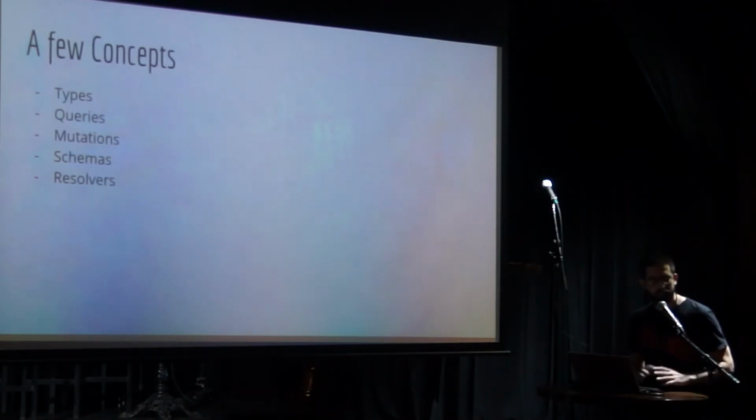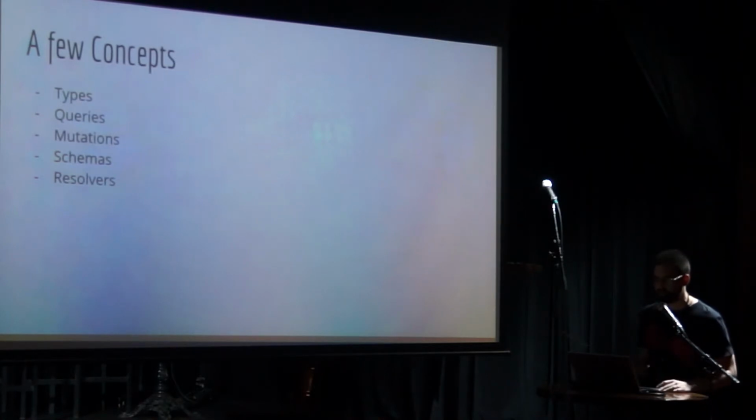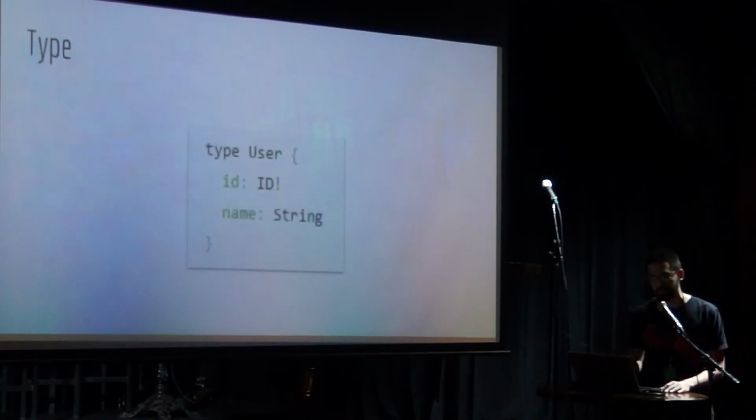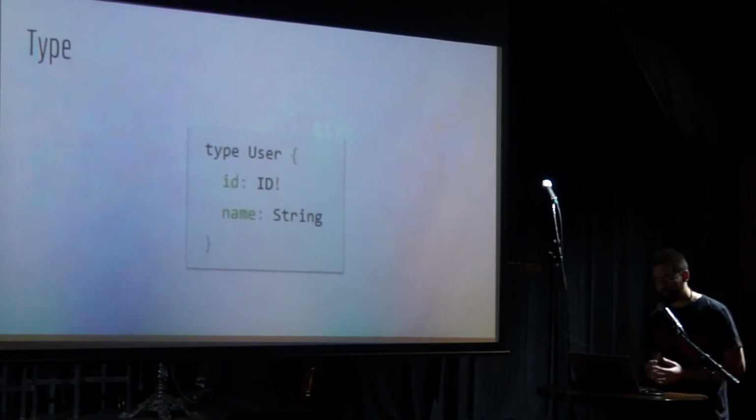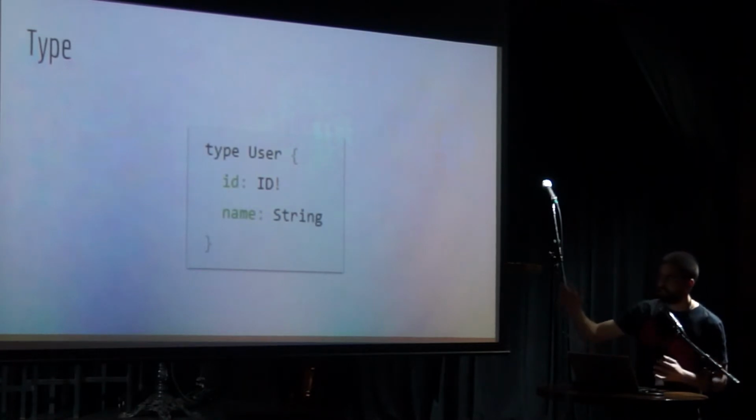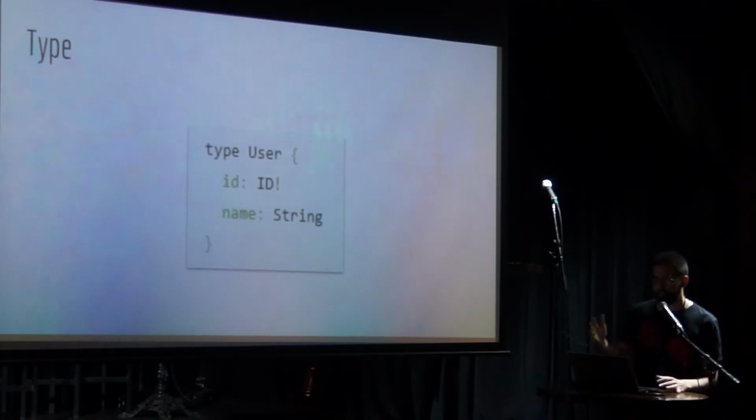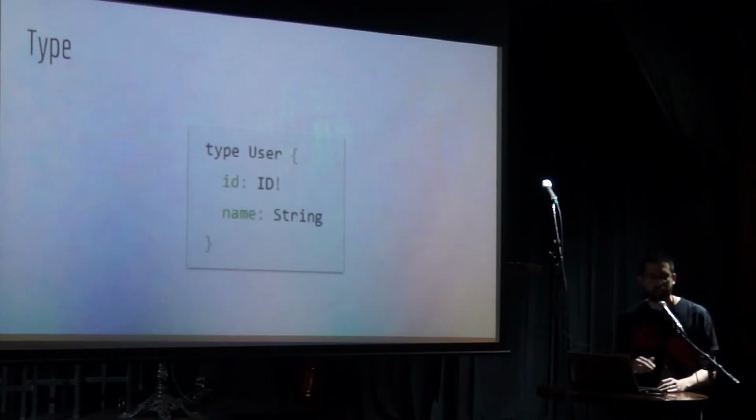What you need to do is understand the concepts, understand how the language works. So we have a few important concepts that I'll show here. There's types, queries, mutations, schemas, and resolvers. GraphQL is basically built on types. Types are, for example, this simple thing: we have a type User with the field ID that has a type ID, and this exclamation mark at the end is just to say it can't be null or empty, and another field, name, to be a string.